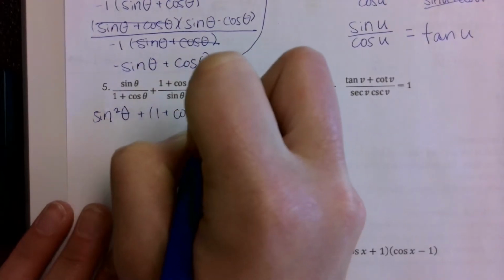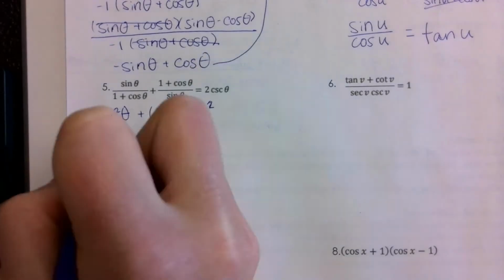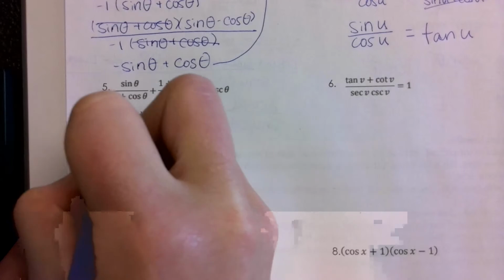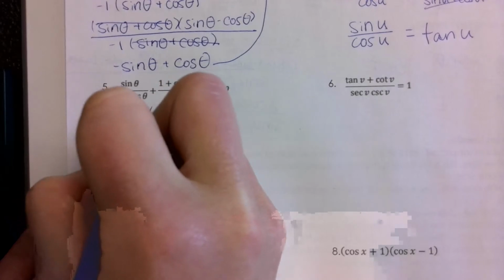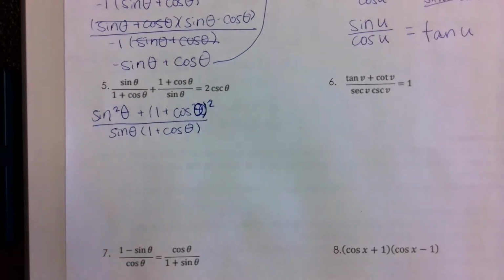So I'm just going to write 1 plus cosine theta, the whole thing squared. And all that's over sine times 1 plus cosine. We okay so far? Okay, so what should we do from there?